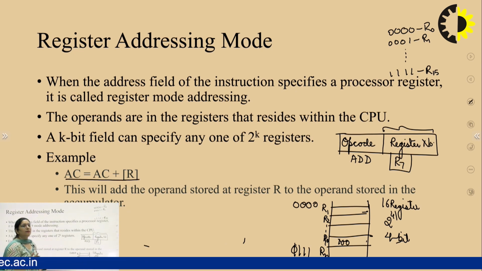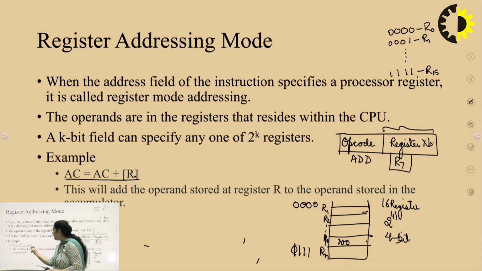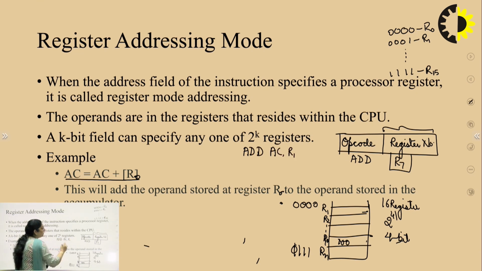For example, accumulator is accumulator plus R. That means the register number, let's say R0, has some content, and that content is added to the content of the accumulator, and the result is saved back to the accumulator. This will add the operand stored at register R0 to the operand stored in the accumulator. So if I need to perform add accumulator R1, I will go to register R1, fetch the value of the operand from there, add this value to the value of the accumulator, and transfer the result back to the accumulator itself. So this is register addressing mode.